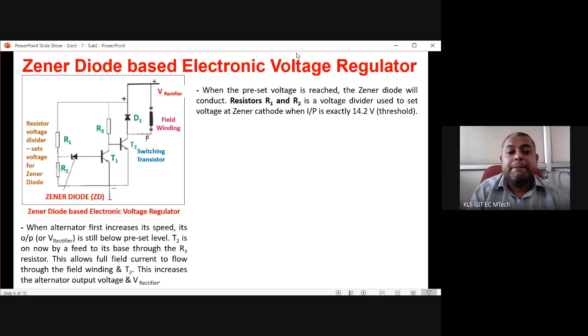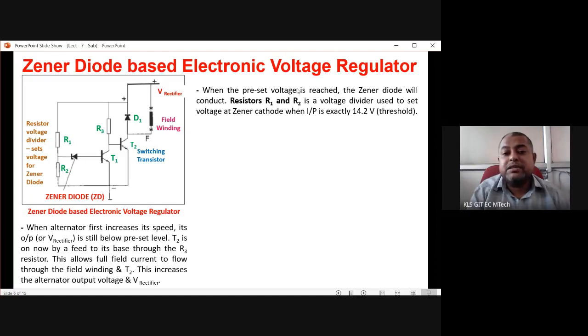Then what happens when the preset voltage level is reached? So V rectifier into R2 divided by R1 plus R2 is equal to Vz, for V rectifier equal to 14.4 volts. As soon as this voltage divider voltage is high, Vz is high, that is, the cathode of the Zener is high. So when the preset voltage is reached, the Zener diode will conduct. As soon as this becomes 14.4, the Zener diode will conduct.